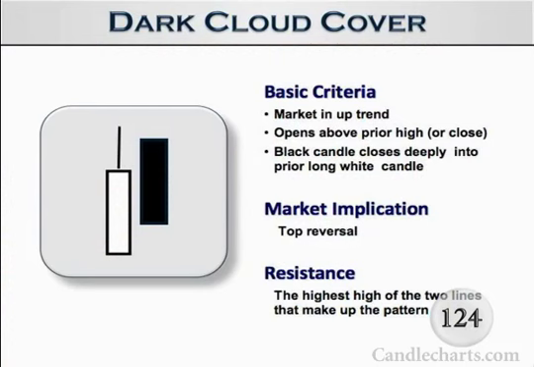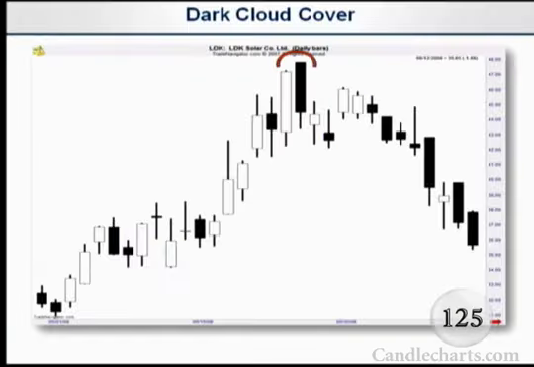One of the early challenges I had when I was working with the translations is, what do I pick? Which way do I go? And I went with the idea that dark cloud cover has to close more than the middle of the white real body. Because doesn't it make more sense? The more the bears are intruding into the bull's territory, the more likely a reversal. So I went with the more aggressive definition of the various definitions I had for the dark cloud cover. So it has to close more than halfway into the white real body. Such as this.